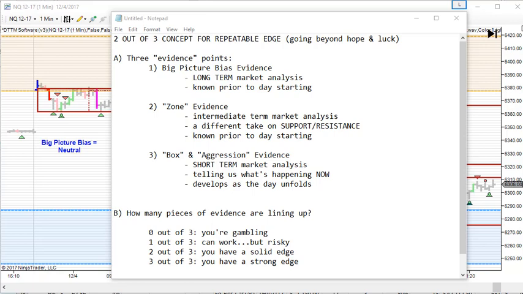I wanted to use an example from the NASDAQ today to illustrate the idea that we talk about a lot, which is the 2 out of 3 concept or the 3 out of 3 concept. And the logic behind it, I'll explain and I'll give an example here.